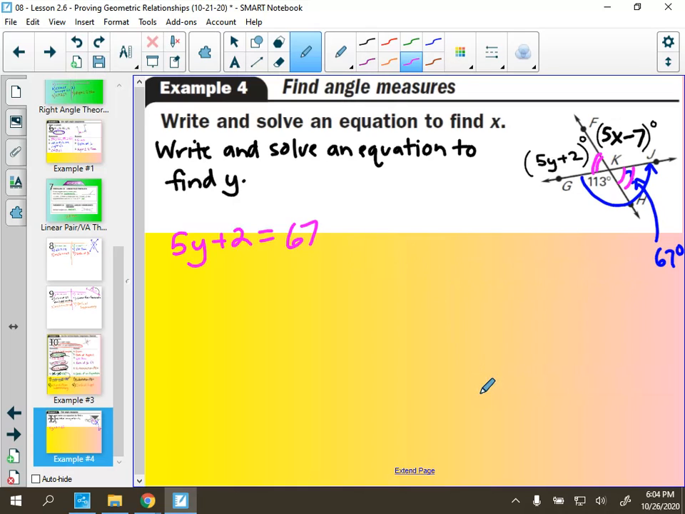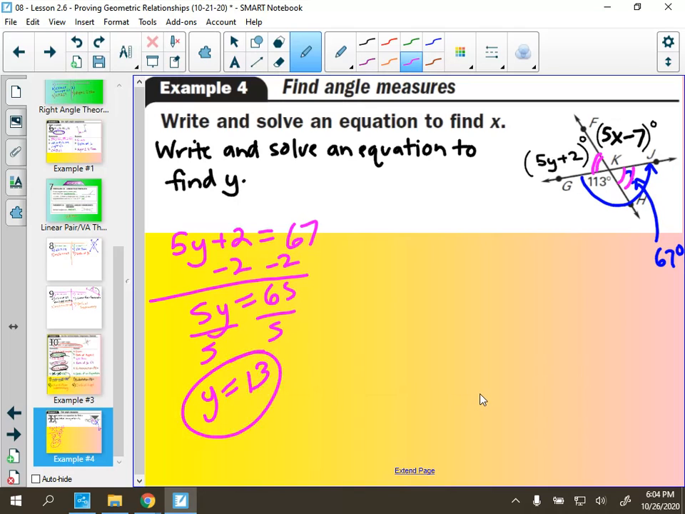I could also, well, let's solve it. Let's subtract 2 from both sides. I'm applying the subtraction property of equality. I'm not going to write that out, and I'm going to divide both sides by 5, the division property of equality, to get y equals 13. Okay. That same approach I could do.